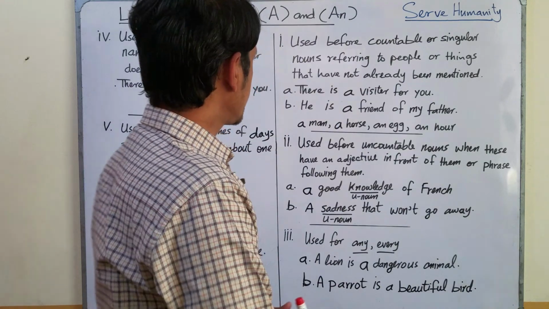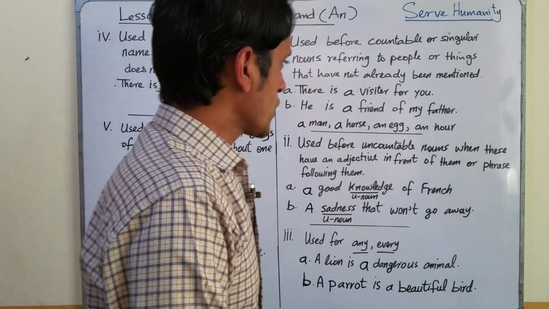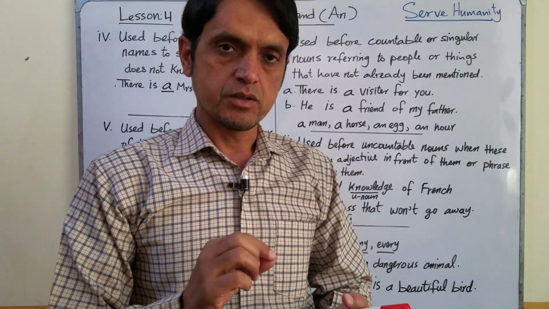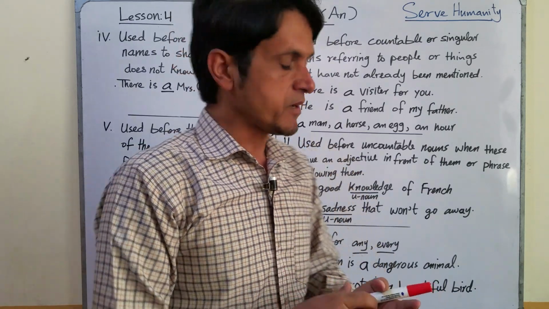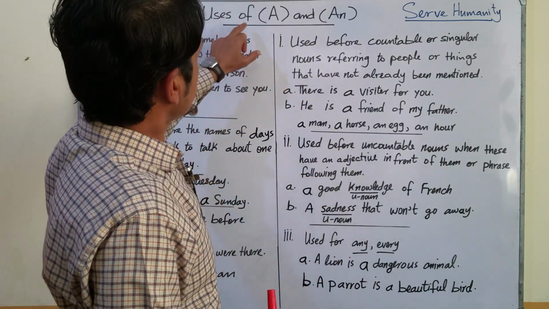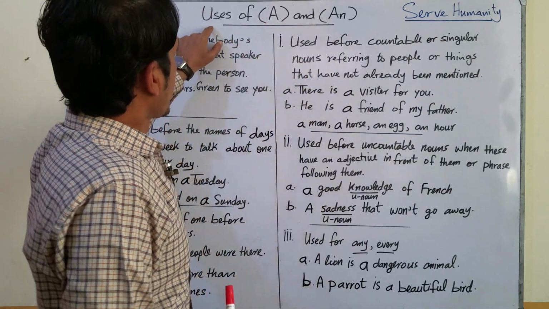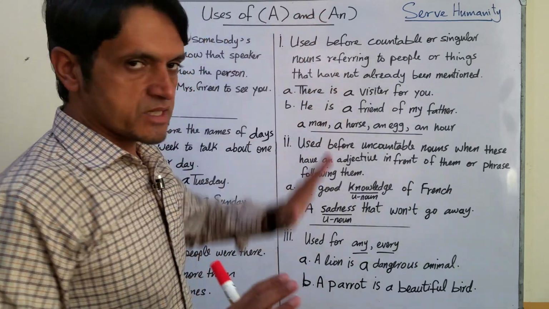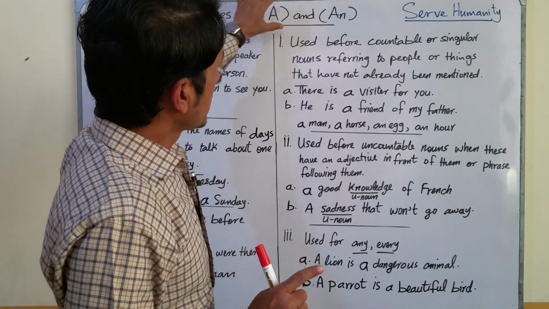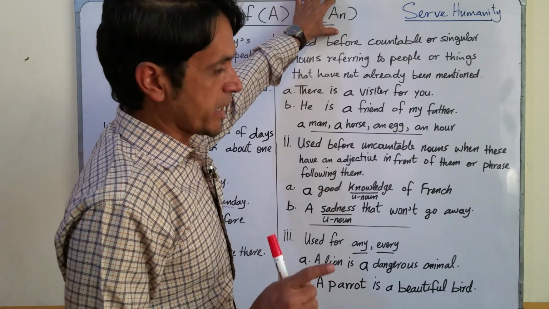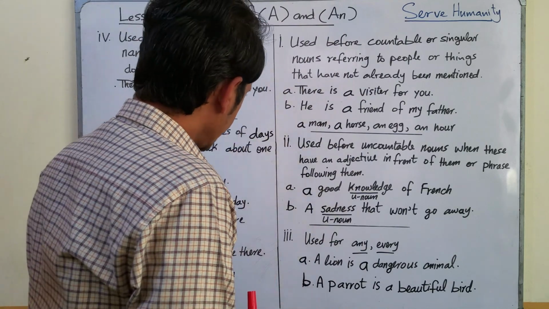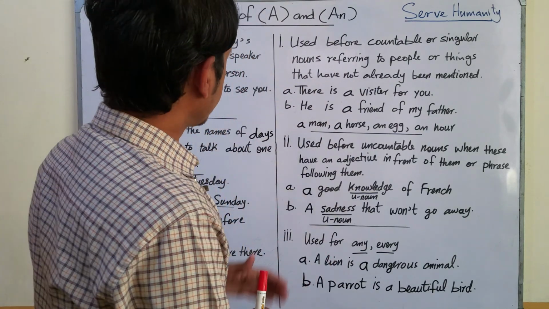In this class, I will teach you indefinite articles. So we have definite article like the, and indefinite articles like a and an. Okay, so uses of a and an. You see, a and an, these are called indefinite articles. So you can say a or a, an or an. Both of the pronunciations are correct. So these are different uses. One by one I will explain.